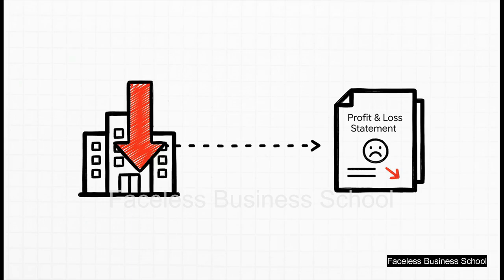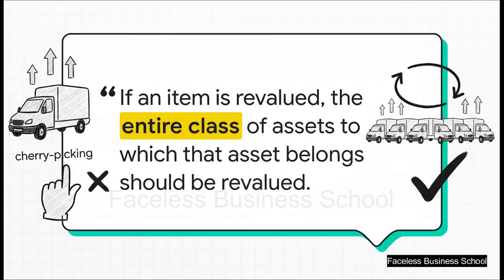The general rule is pretty simple. Gains go to equity, but losses hit your profit. And this right here highlights one of the most important rules of the revaluation model: no cherry picking. If you decide you want to revalue one of your delivery vans, you have to revalue your entire fleet of vans. This stops companies from just revaluing the stuff that's gone up in value and ignoring the rest. It's all or nothing for that class of asset.